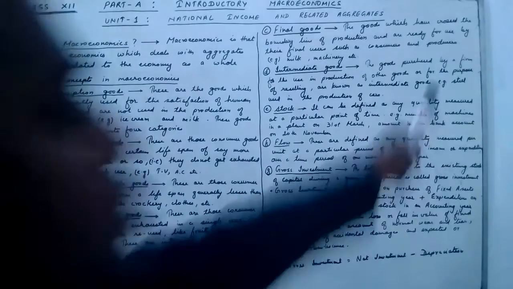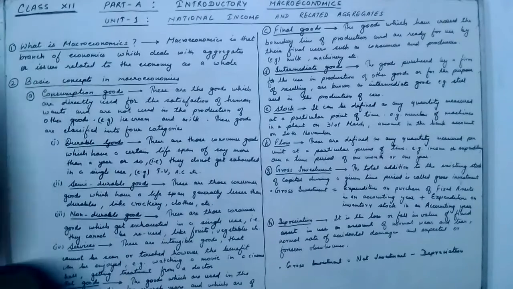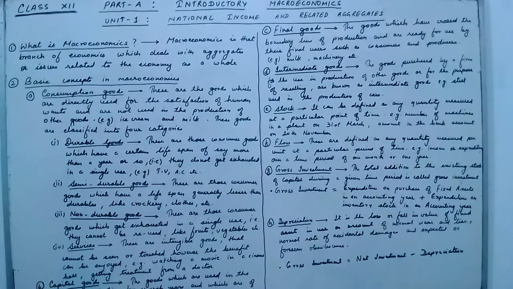A very good example is steel. Steel is purchased by the car maker to make the car. Steel is not directly consumed by the consumer or by the producers.